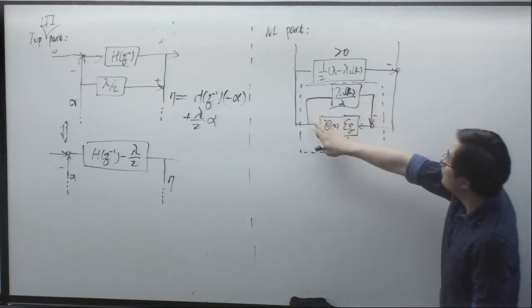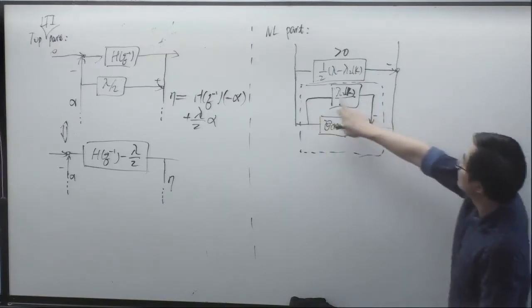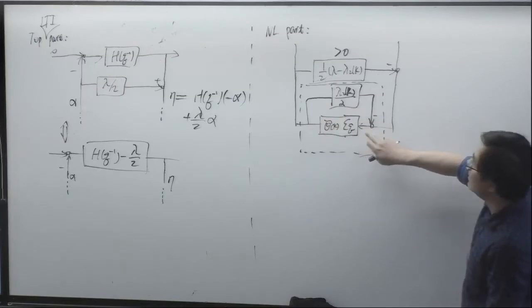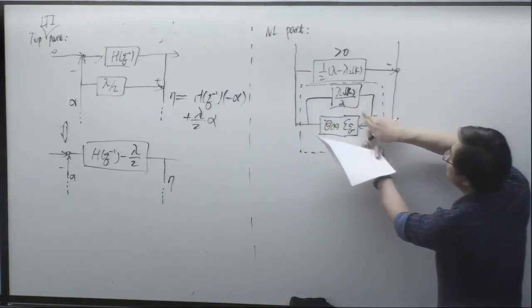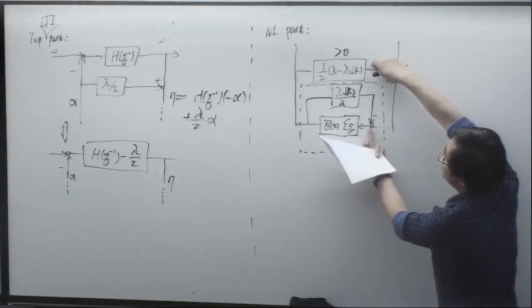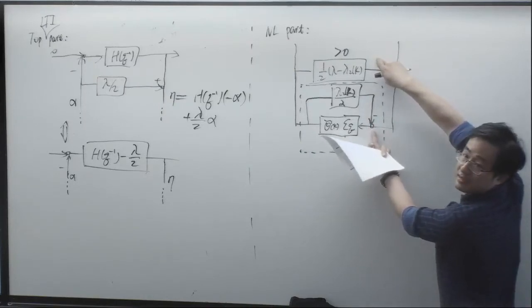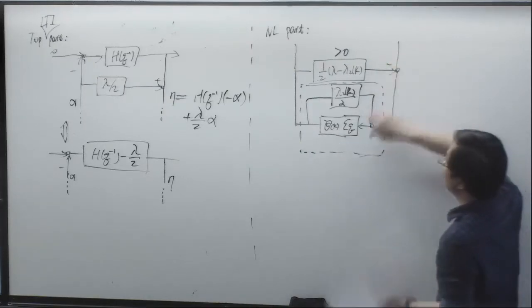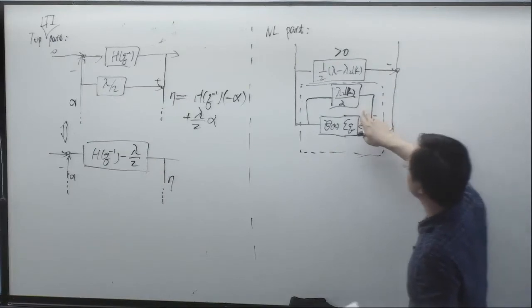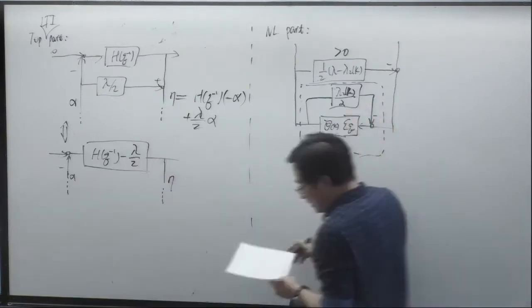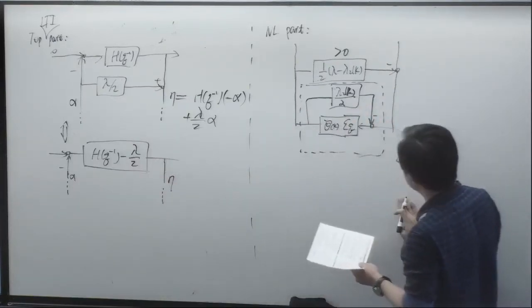So we're going to actually show first that this is passive. And then we have a passive block, another passive block in feedback. So the whole thing is going to be passive. So the only tricky thing, the only thing new, is this term. Let's define some signal notations first.